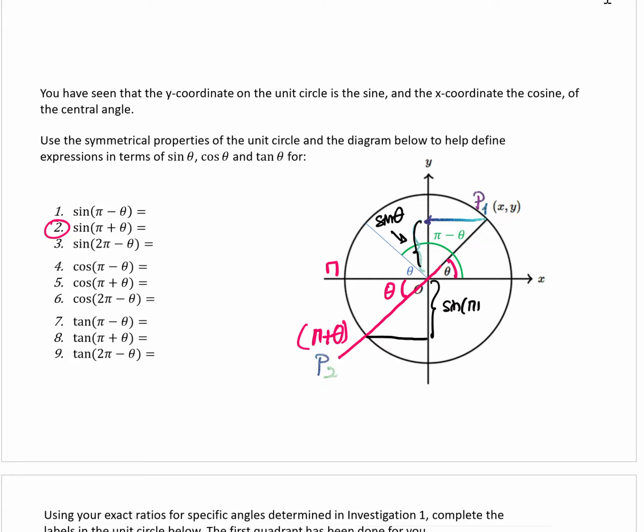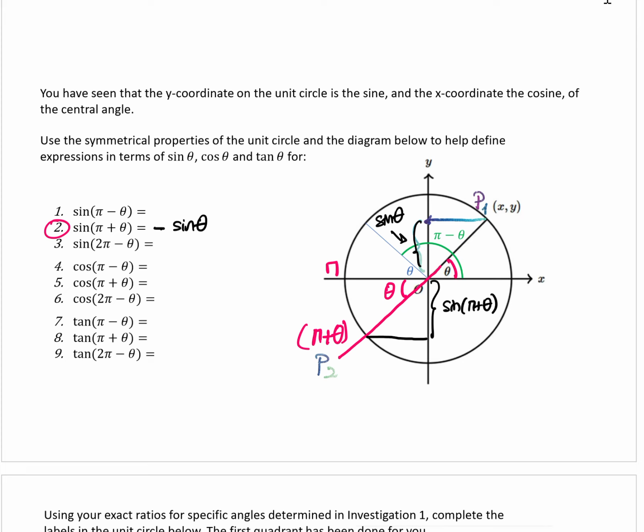So what we know is that the sine of pi plus theta is minus the sine of theta, because one of them is above the x-axis while the other is the reflection below the x-axis. Similarly, you can calculate all of them.